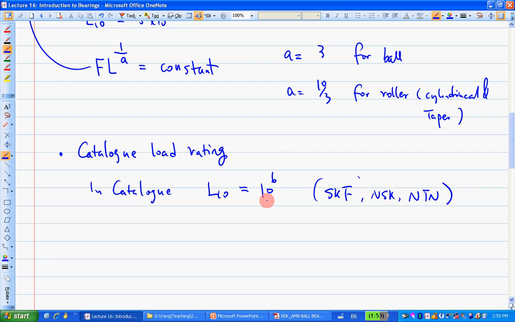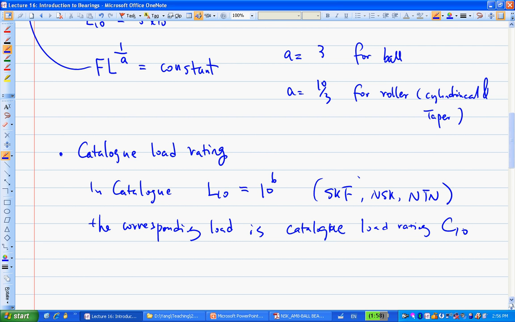So L10 is 10 to the power 6. The corresponding loading, right? You see here, F L^(1/A) equals a constant. So the corresponding loading to this 10 to the power 6 is what we call the catalog load rating. Okay, the catalog load rating. Catalog load rating is rated as a C10.